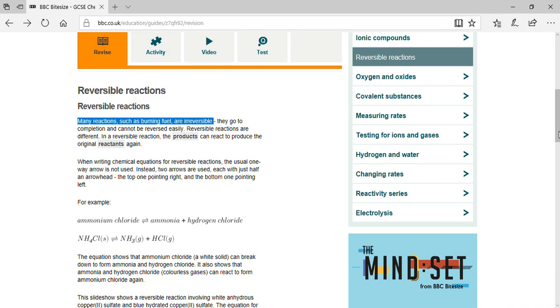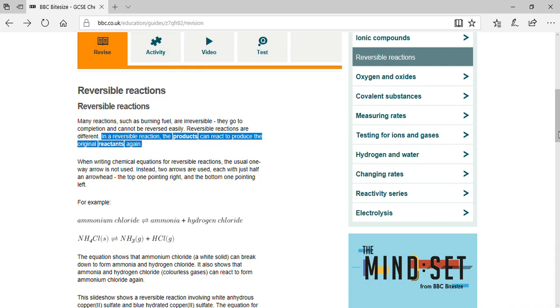But reversible reactions are different. Overall the change will be big, because they have the general characteristic that from reactant you can get product and from product you can get reactant. In a reversible reaction, the product can react to produce the original reactant also.